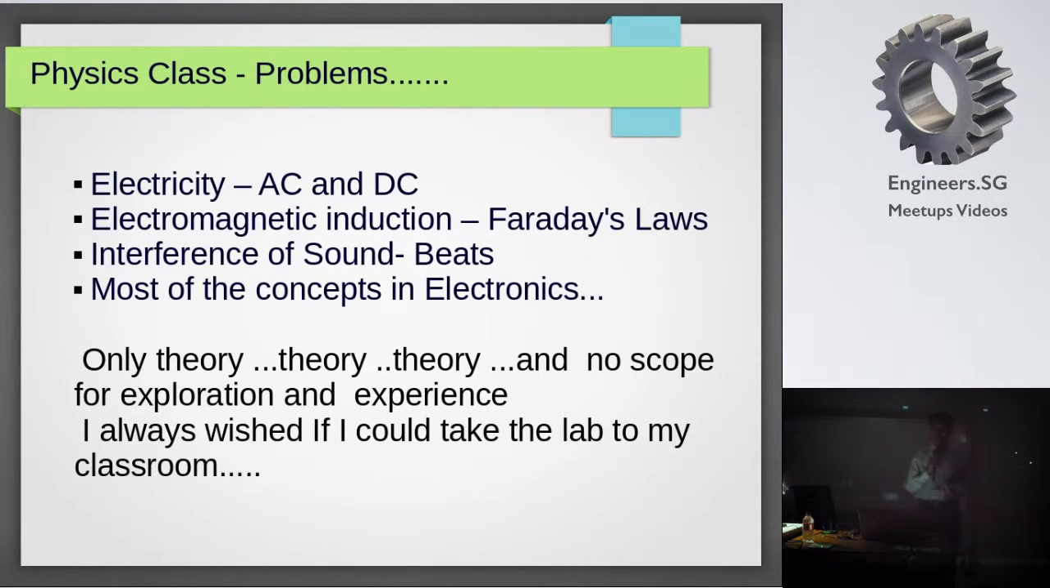Talking about physics concepts like electricity, like AC and DC, we teach everything from the books. So what our students know is AC is alternating current and DC is direct current. And if you ask them what exactly is the real difference between the two, they are unable to answer. Similar thing is true with electromagnetic induction. We teach electromagnetic induction, we teach them Faraday's laws. Our students mug up the things, they reproduce the same thing in the exam and get good marks. But in the end, they fail to apply these things to real life situations.